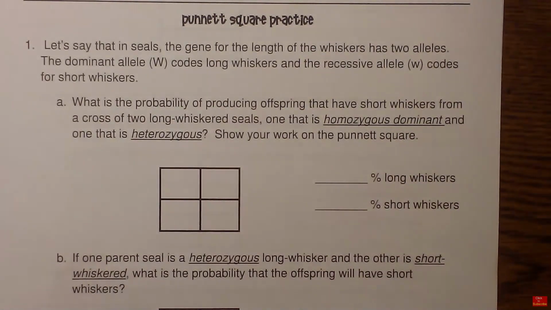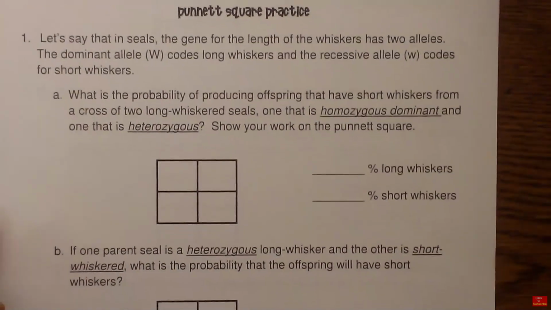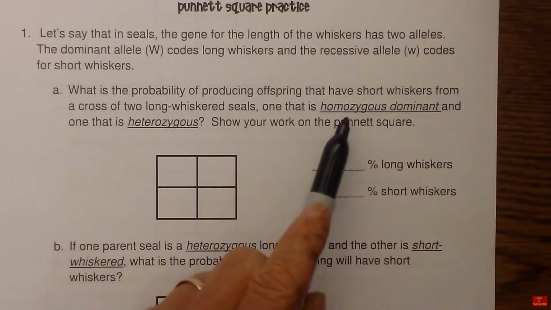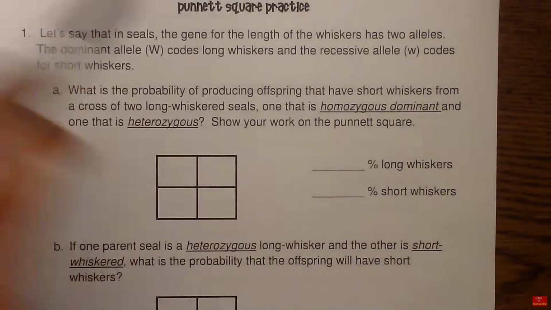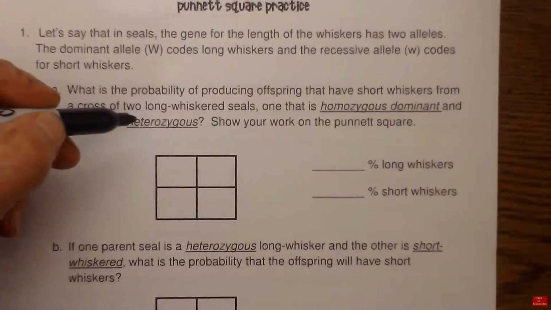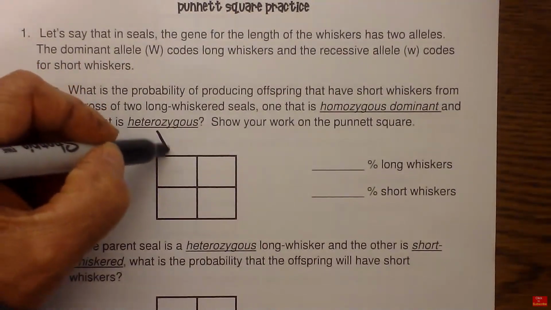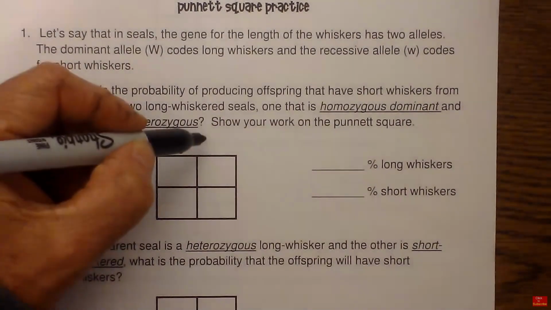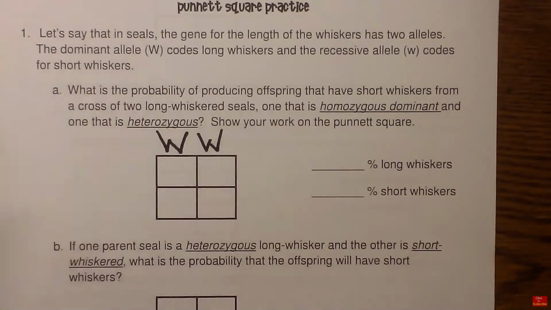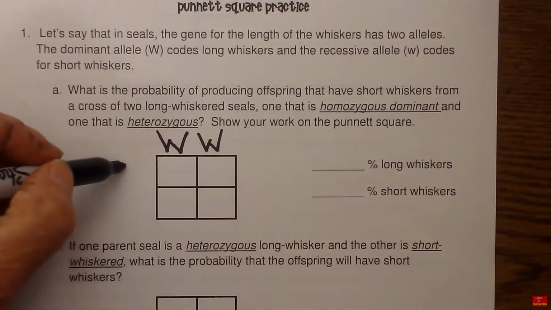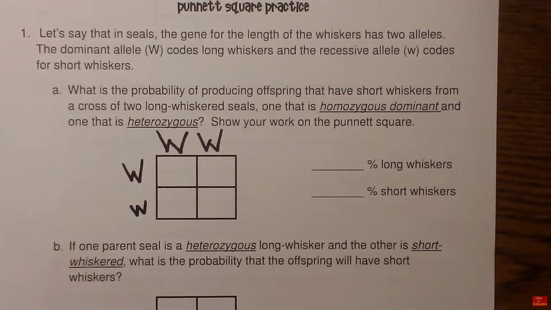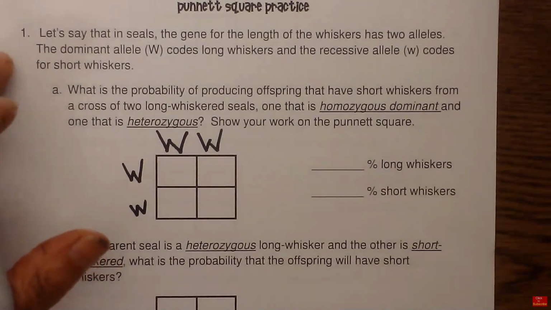Okay, so let's go ahead and follow the steps. And obviously we have already drawn the box. And now let's go ahead and set up the parents. Well, one parent is homozygous dominant, and it says to use the W. And homozygous meaning they are the same, so I will have a capital letter because it is dominant, and I will need to write 2 of these. So homozygous dominant is capital, capital. And the heterozygous will be a capital letter and a lowercase letter because they're different. Okay, so we've done step 1 and step 2.